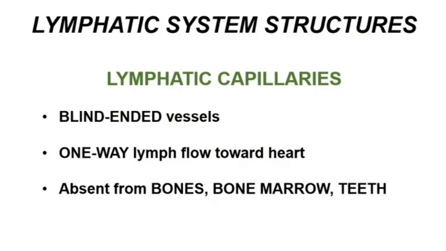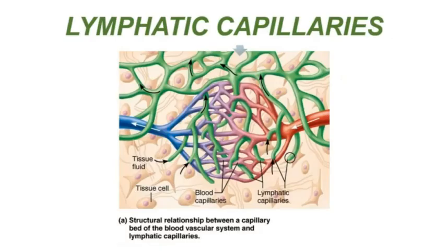We'll begin a review of the lymphatic system structures by examining the lymphatic capillaries. These capillaries are blind-ended vessels that promote one-way flow of lymph towards the heart, very similar to what the veins do. We find that the lymphatic capillaries are present in most tissues, but they are notably absent from places like the bones, the bone marrow, as well as the teeth.